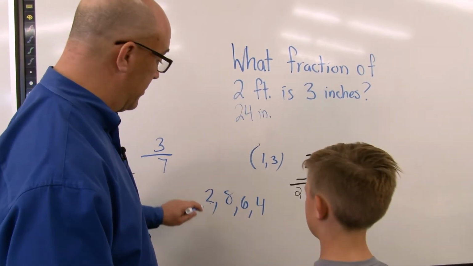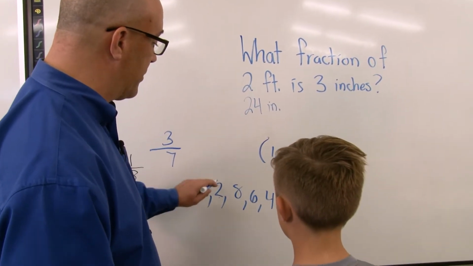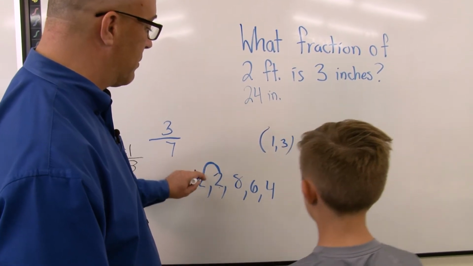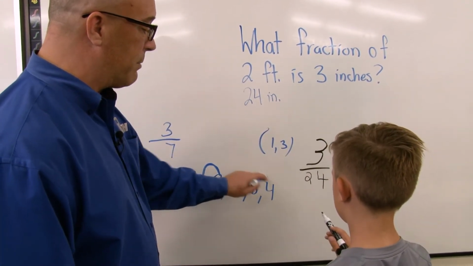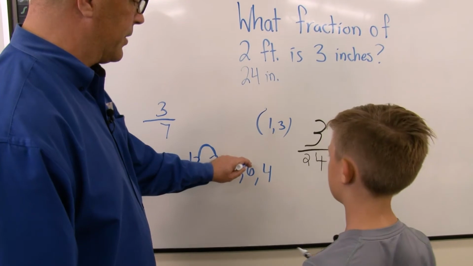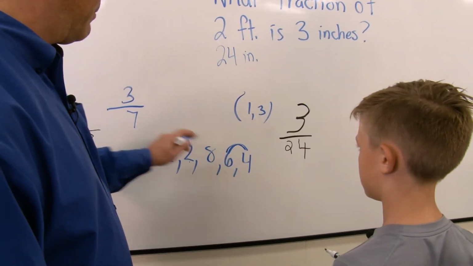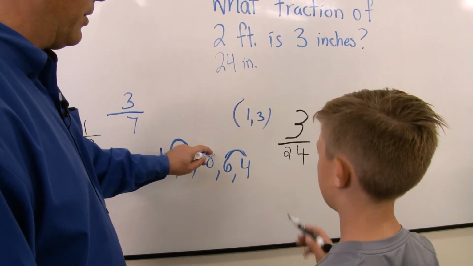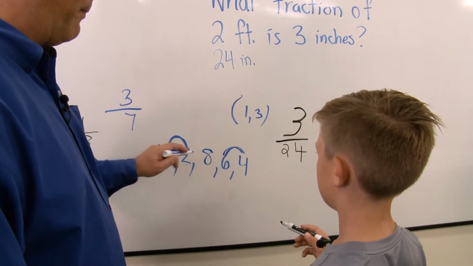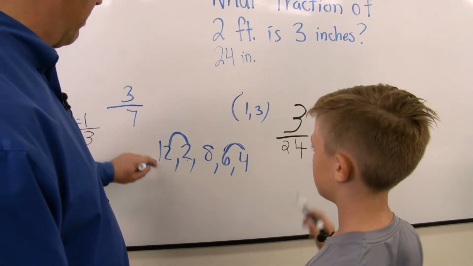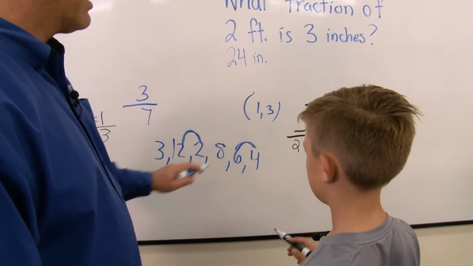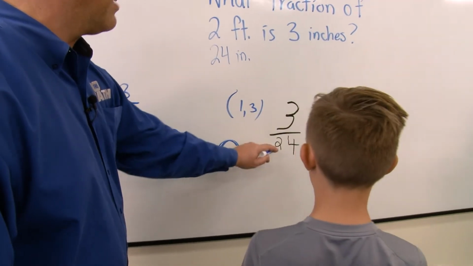12. Yes. Okay, so we can put 12 here, right? Because 2 times 12 makes 24. 6 times what makes 24? 4. Okay, 6 times 4. And 8 times what? Because you know 8 goes into 24. 3. Okay, so we can put 3 here, right? Yes. So what goes into 3 and 24?